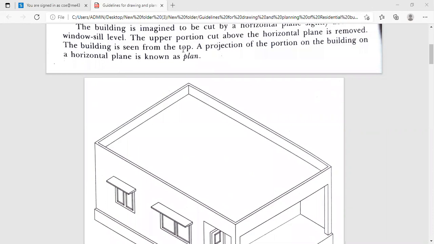Generally, at the time of drawing a plan, we have to cut our building in a horizontal plane slightly above the window sill level, and remove the above part. Whatever remaining part is there, how it looks, we have to plot on the paper. That is nothing but the plan of a building.